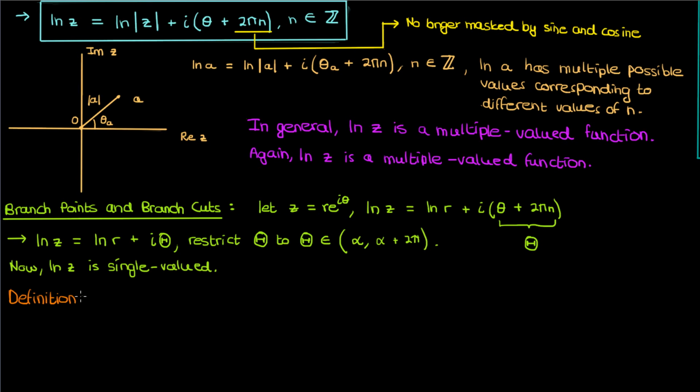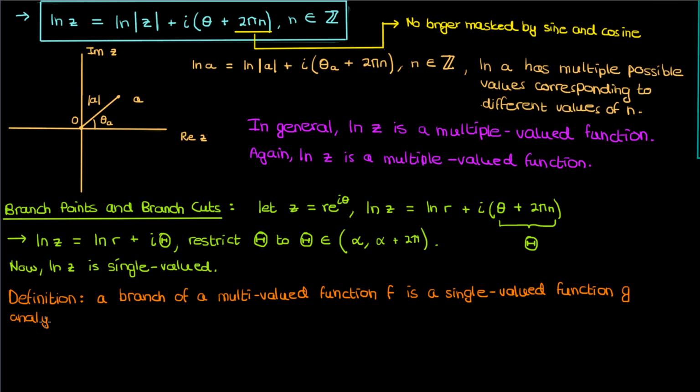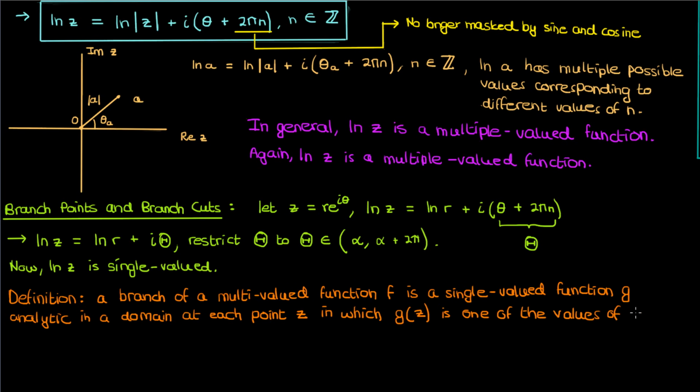function. A branch of a multi-valued function f is a single-valued function g. This g must be analytic in a domain, and for each complex number z in this domain, g of z would take on one of the values of f. Remember, g of z must be analytic to be a branch of f. If it's not analytic, then g of z could just take on a bunch of random values of f, and that's not quite a branch. That's why g must be analytic.